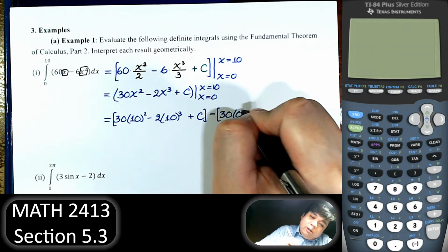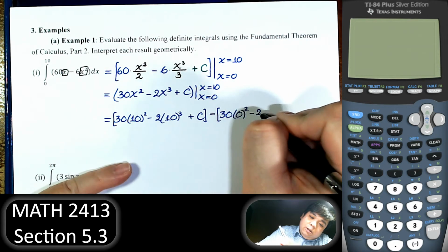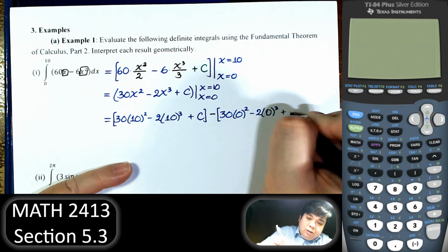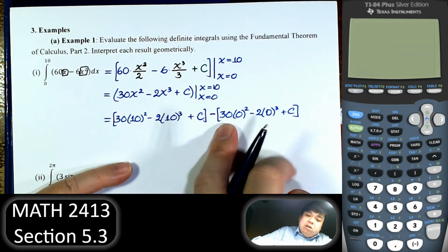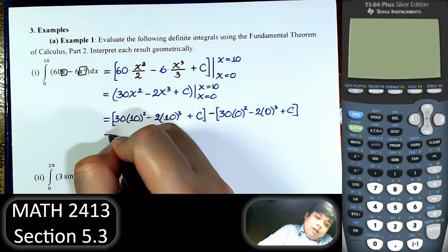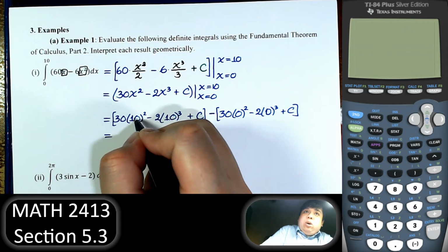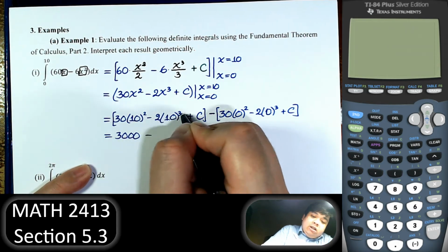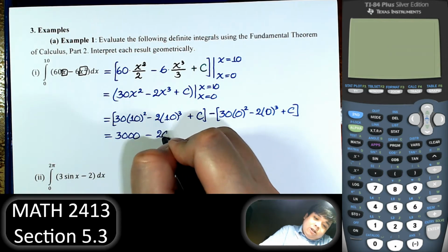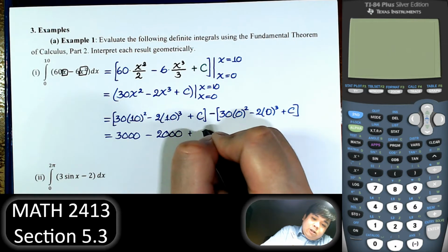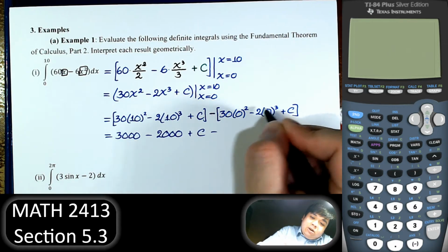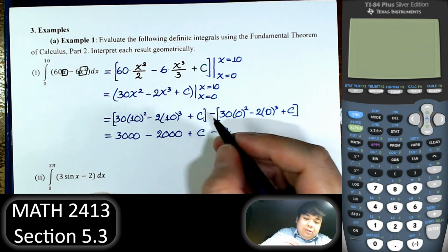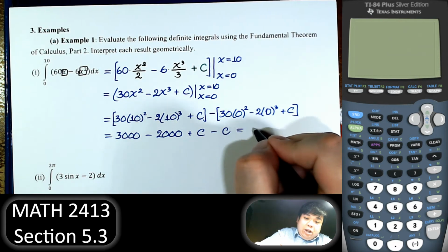We put in 0, 0 times 0 times 0, so that is just 0. So we have 30 times 10 squared, 100 times 30, 3,000. 10 cubed is 1,000, times 2 is 2,000. That is 0 minus 0, plus c. That cancels out, so we have 1,000.